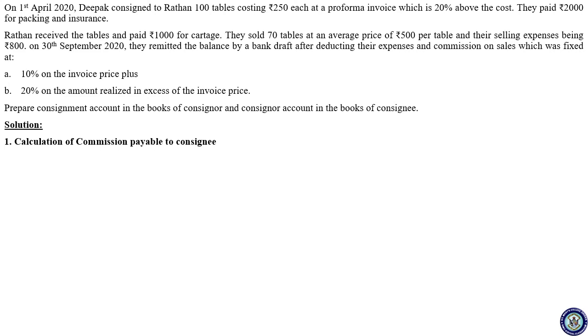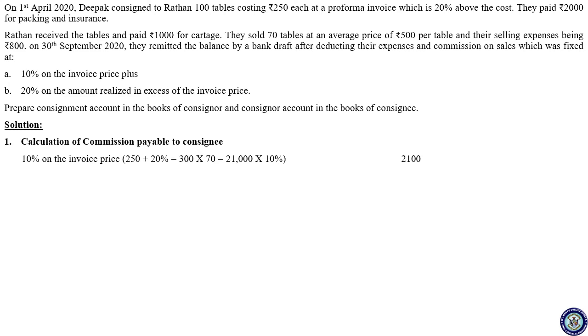Okay, so what is the first point? 10% on the invoice price. So write 10% on the invoice price. If you have written this in the first itself, that is the invoice price is equal to 300, then you don't write this. Okay, you directly write 300 into 70, 21,000 on that 10%.